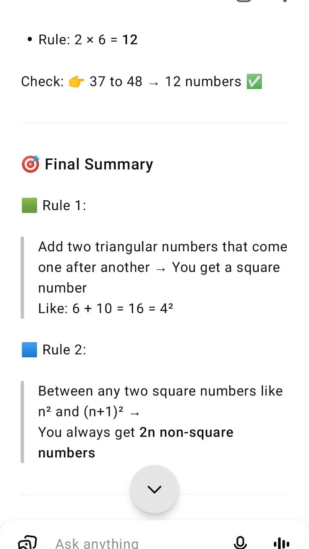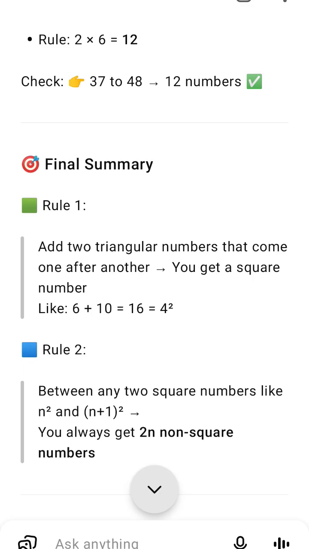See the pattern? From square to square, the count of numbers between is 2, 4, 6, 8. Between 1 and 4 are 2 and 3, total 2. Between 4 and 9 are 5 to 8, total 4. Between 9 and 16 are 10 to 15, total 6. Between 16 and 25 are 17 to 24, total 8.